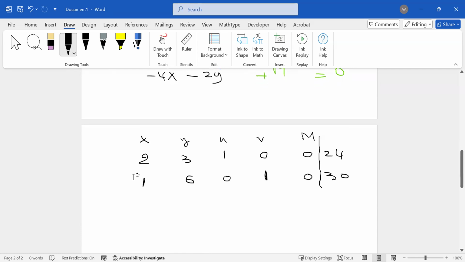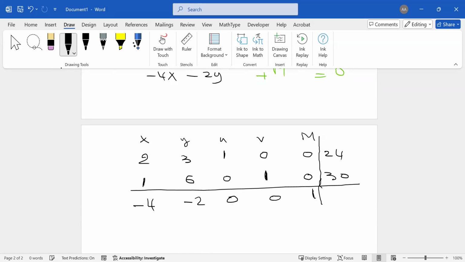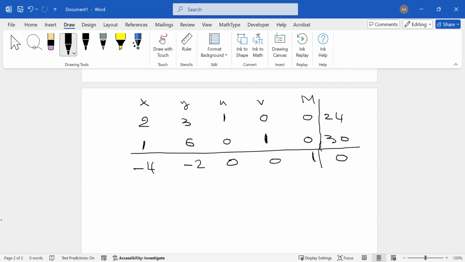And the last one here is negative 4x. I'm going to draw a separation line between the constants and the objective right here. The last one says negative 4x minus 2y, I don't see u, I don't see v, plus 1m equals 0. This is the initial tableau of the simplex method.